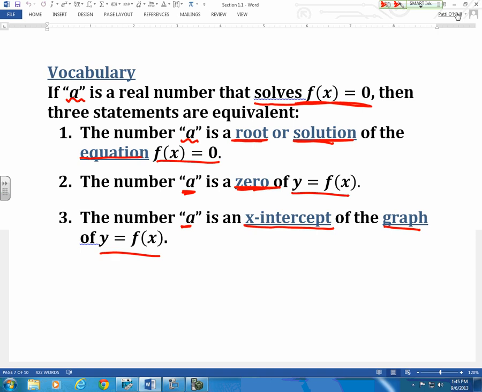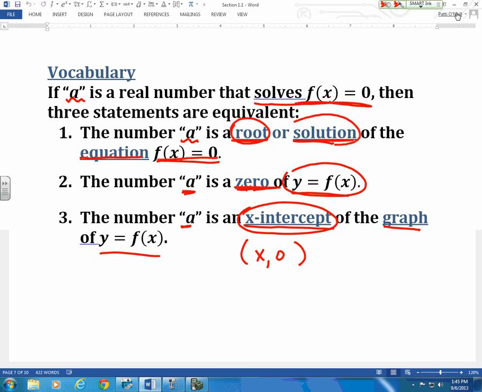So when we're working graphically, we can make a connection to them being x-intercepts. An x-intercept really is the x value comma 0. So if we're looking for x-intercept form, we want to write it as the x value comma 0 as an ordered pair. If we're working with y equals f of x, then the value that solves f of x equals 0 is considered to be a 0. And if we have f of x equal to 0 already, then we call them roots or solutions. So we'll use this language interchangeably depending on the situation that we're presented with.